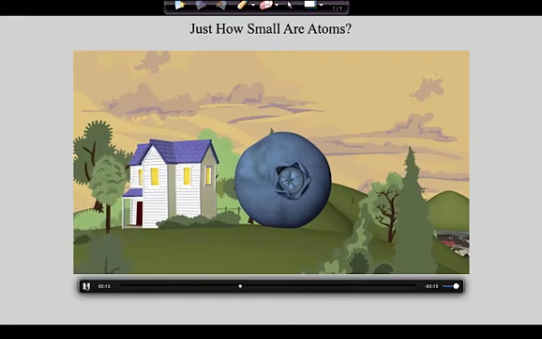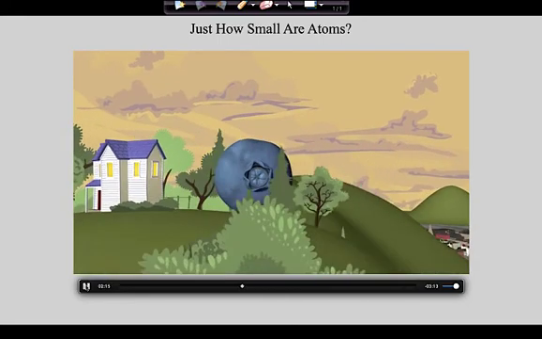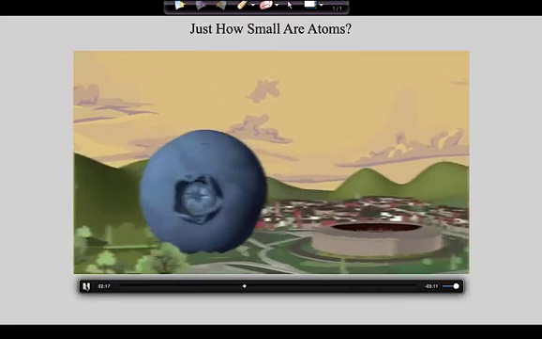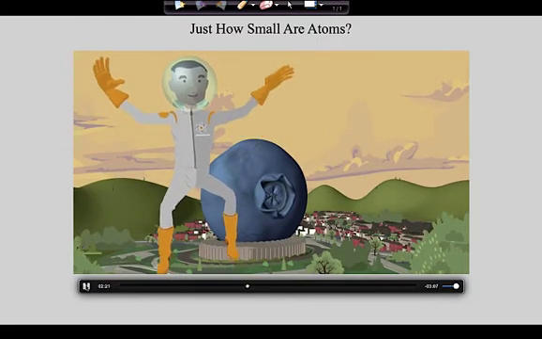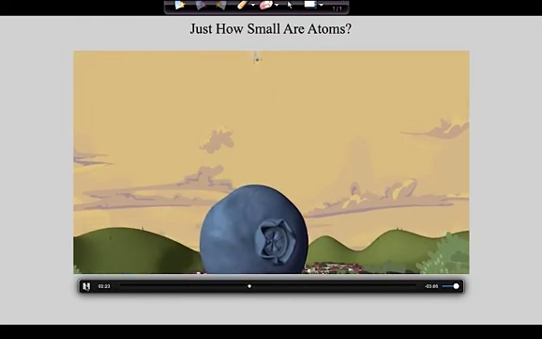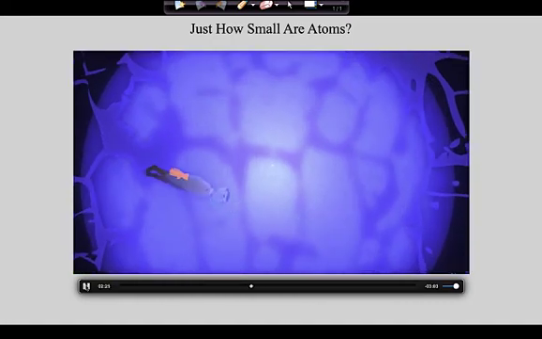So to get our minds wrapped around how big the nucleus is, we need to blow up the blueberry to the size of a football stadium. Okay, so think Lavell Edwards Stadium. Got it? Now an atom is the size of Lavell Edwards Stadium. So imagine a ball the size of a football stadium, and right smack dab in the center of the atom, you would find the nucleus.